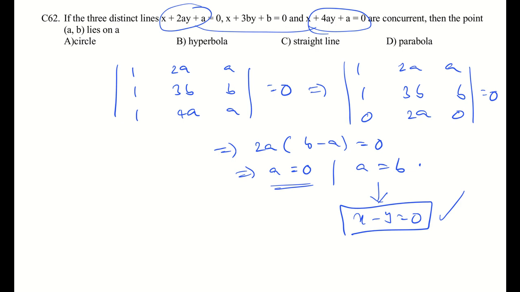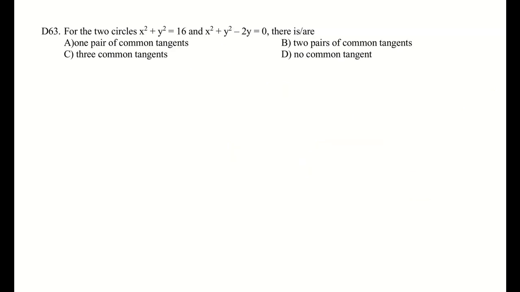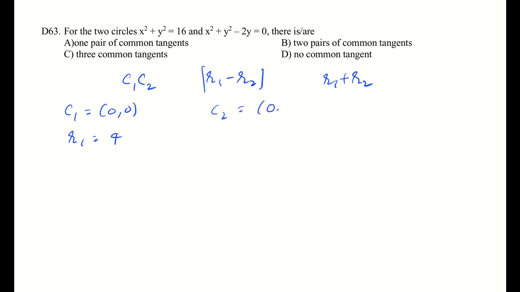Okay, next problem. Now to decide the common tangents, we know that we have to go for the relation between c1c2 and r1 minus r2, r1 plus r2, mod of r1 minus r2. So I have c1 is equal to (0, 0), r1 equal to 4, c2 is equal to (0, 1), r2 equal to root of g square plus f square minus c. So you can see that you are getting it as 1. Now if I go for c1c2, I am getting c1c2 as 1.